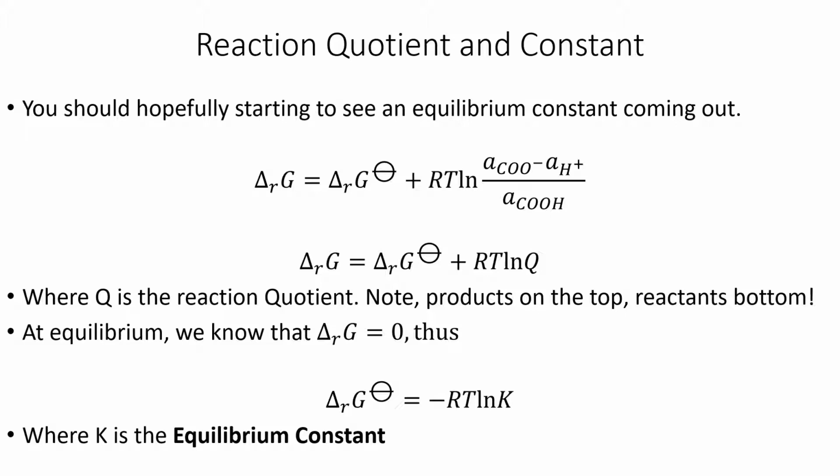And at equilibrium, we know that delta Rg equals 0, and hence we can say that delta Rg standard is equal to minus RT log K, where K is the equilibrium constant. And that, I hope you can see, is where the equilibrium constant comes from. It comes from the chemical potentials of all the species in your reaction. It's just a quantification of chemical potential. That's what it is. And Q also quantifies that, but it quantifies it when you're not at equilibrium.